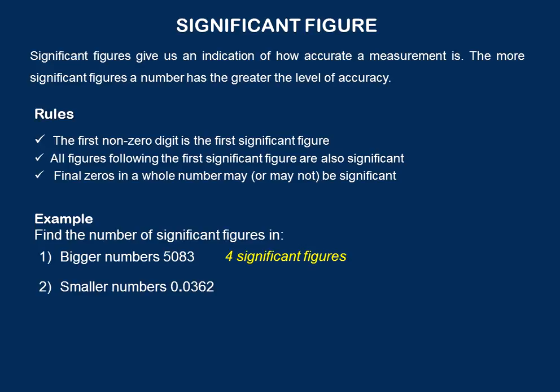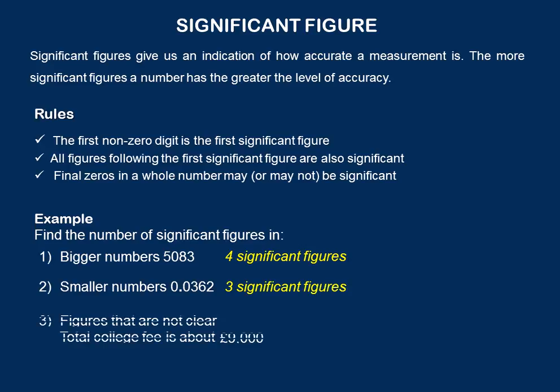Now we're going to look into a smaller number that starts with a decimal point. It's 0.0362. We know rule number 1 says that the first significant figure starts with a non-zero. So we have 3, 6 and 2, which are non-zeros. The first one is going to be 3 and the rest following are 6 and 2. Therefore we have 3 significant figures in that.